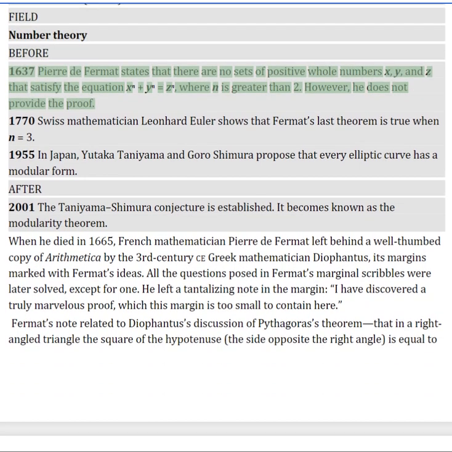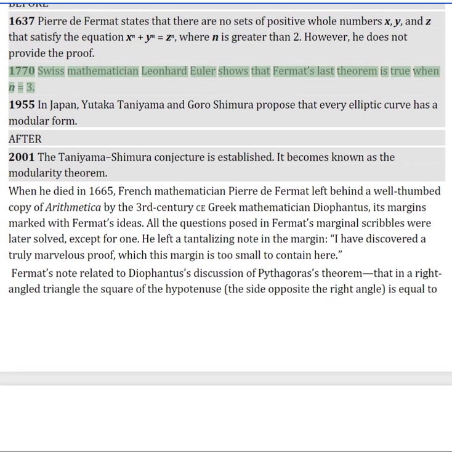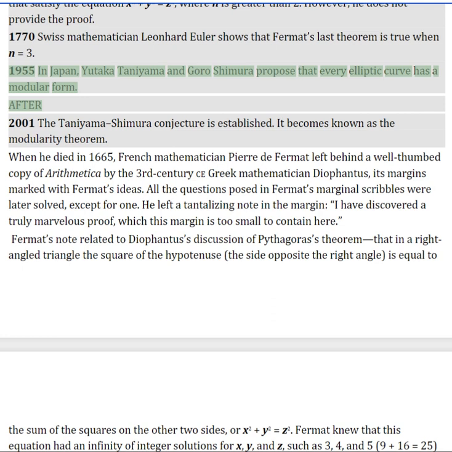Before, 1637: Pierre de Fermat states that there are no sets of positive whole numbers x, y, and z that satisfy the equation x^n + y^n = z^n, where n is greater than 2. However, he does not provide the proof. 1770: Swiss mathematician Leonhard Euler shows that Fermat's last theorem is true when n equals 3. 1955: in Japan, Yutaka Taniyama and Goro Shimura proposed that every elliptic curve has a modular form.